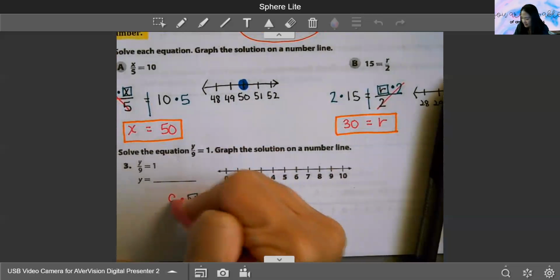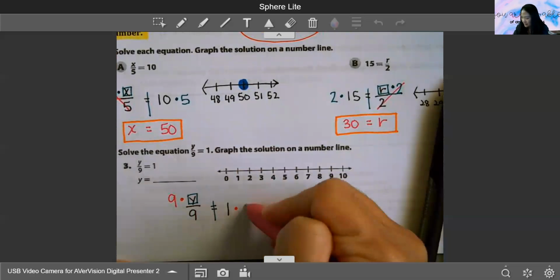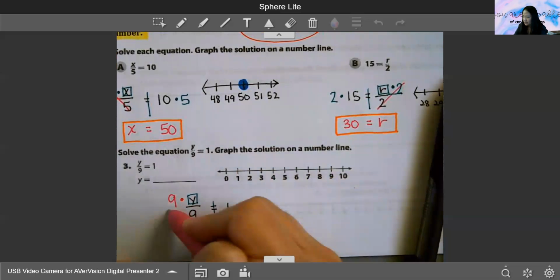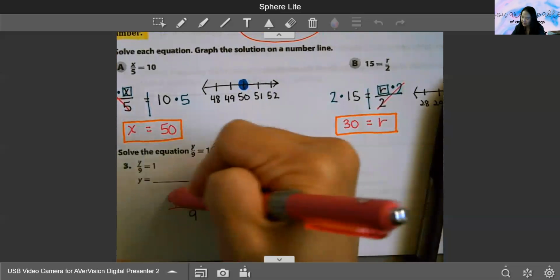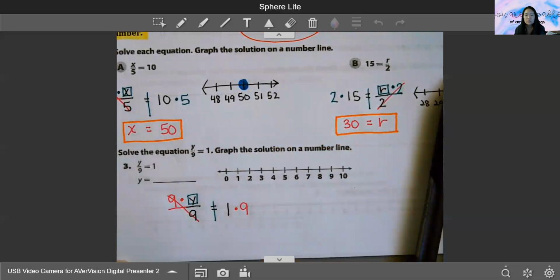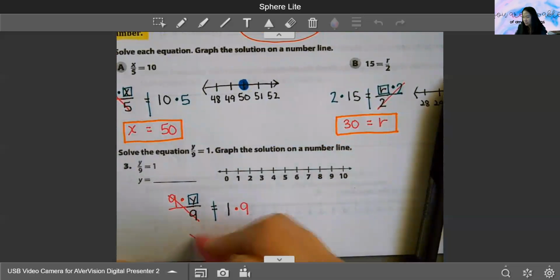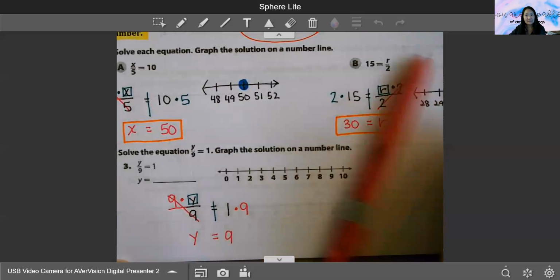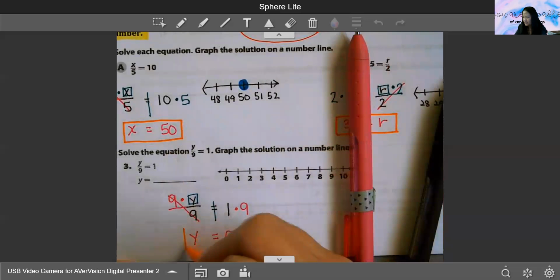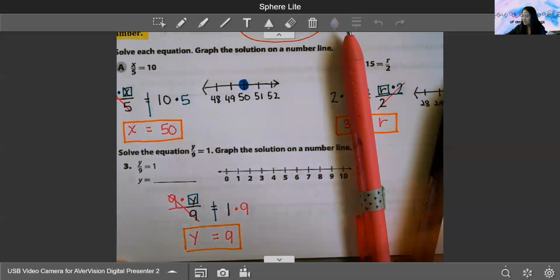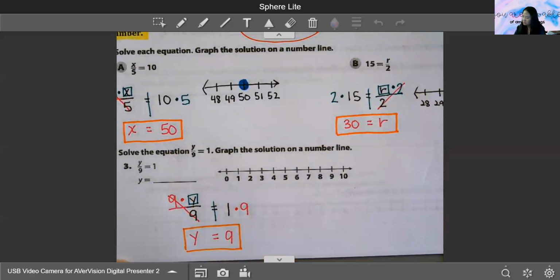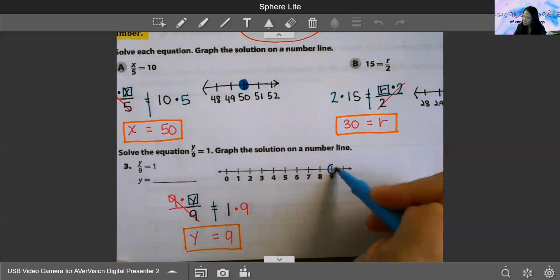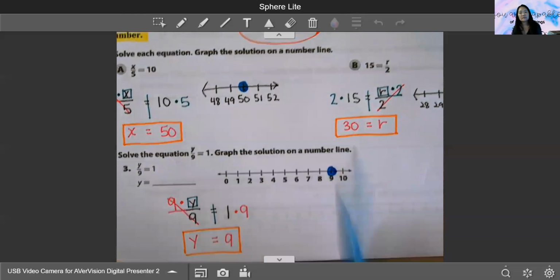Multiply by 9, multiply by 9. Well, 9 divided by 9 is 1. So you have y, or 1y, is equal to 1 times 9 is 9. Here's the answer. And then to graph the solution, you just do a closed circle right on 9.